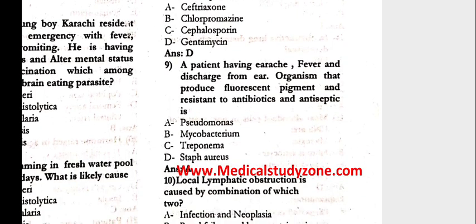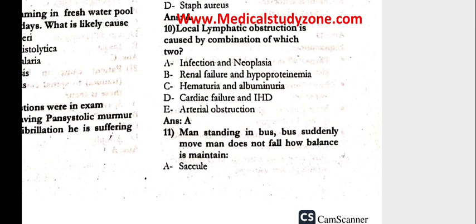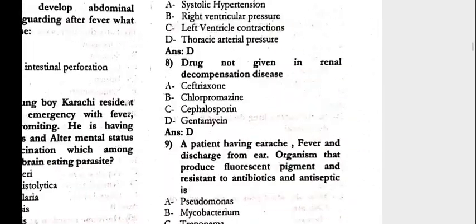Question number 9, the patient having earache, fever and discharge from the ear. The organism that produces fluorescent pigment and is resistant to antibiotic and antiseptic is Pseudomonas. 10, local lymphatic obstruction is caused by the combination of infection and neoplasia. 11, a man standing in the bus suddenly moves, the man does not fall, how is balance maintained?